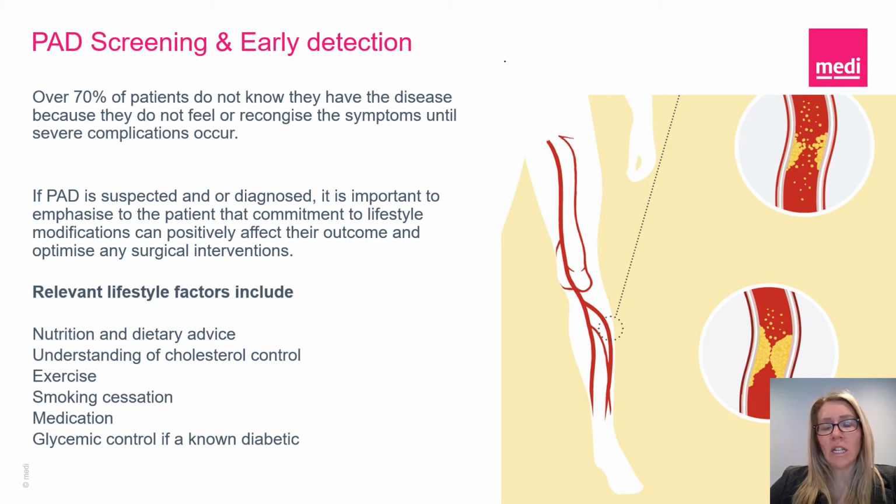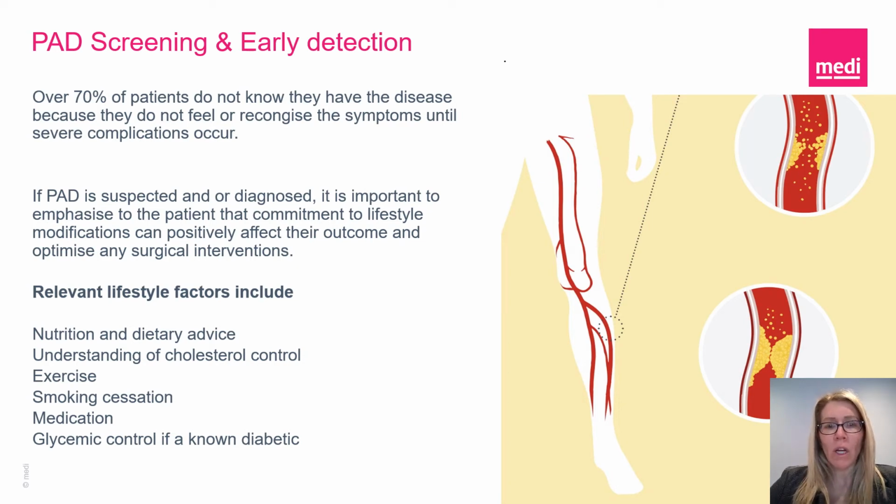So why is early detection so important? And the reason for this is because we know 70% of patients are unaware that they even have the disease and don't realise they've got it, usually until the symptoms become more severe or complications occur.